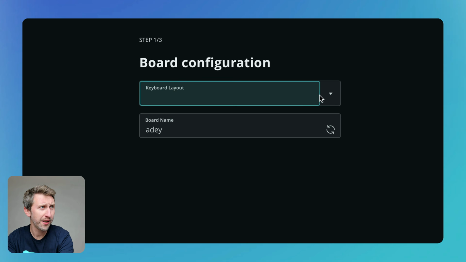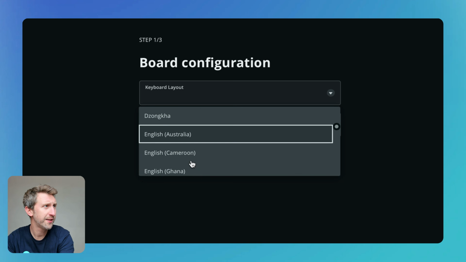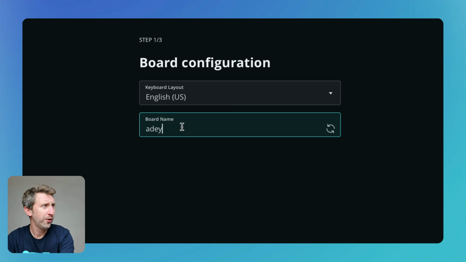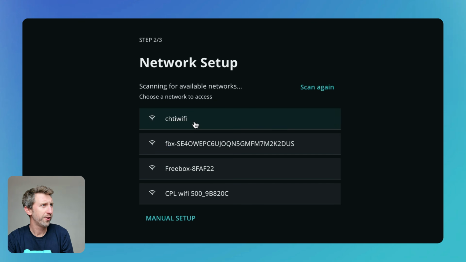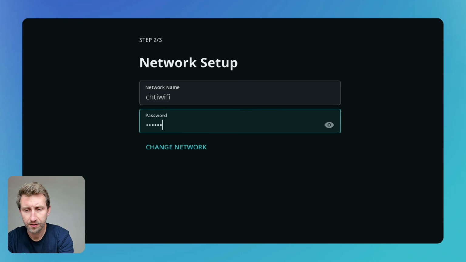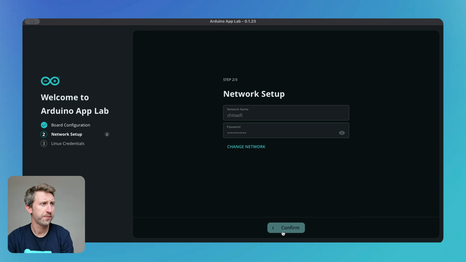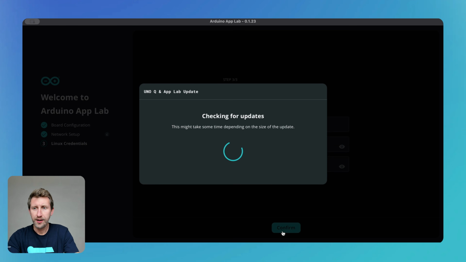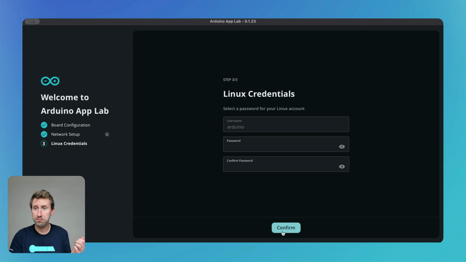You can select the keyboard layout. For me, it's English US. And the board name will be Arduino. Confirm. I'm going to connect to my Wi-Fi. Then once this step is done, you will be able to connect to it directly through SSH, through your local Wi-Fi. So you can unplug it and plug it again somewhere else in your house and you can connect to it. So let's set the password here.